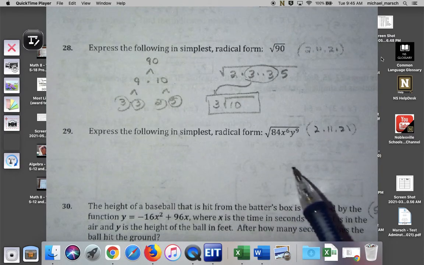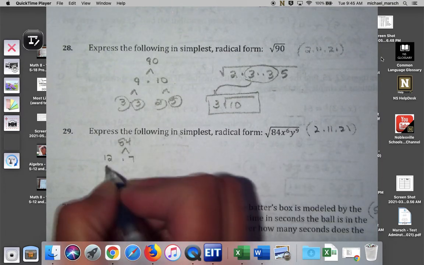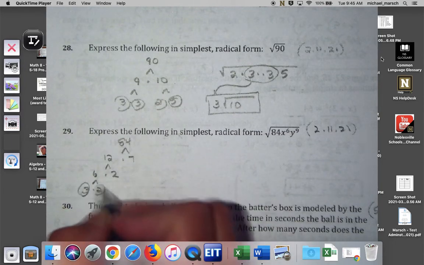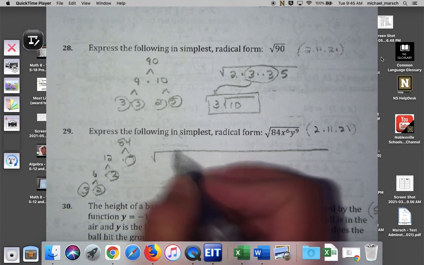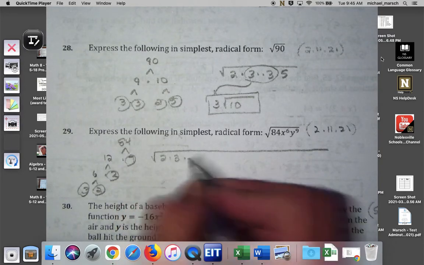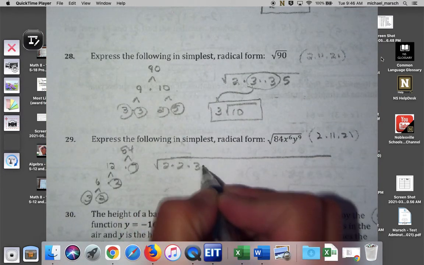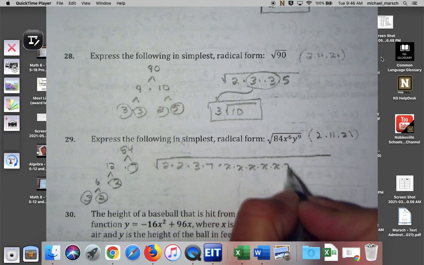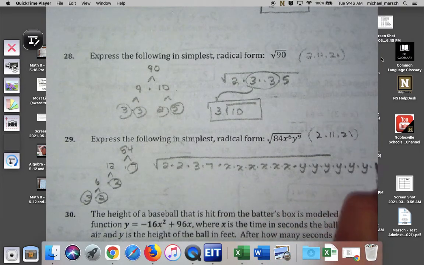All right, for this one, I'm going to do a factor tree of 84. I'm going to do 12 times 7. 12 gives me 6 times 2, 3 times 2. So I've got a 3, a 2, a 2, and a 7. So I'm going to write out all of this underneath here. So I've got 2 times 2 times 3 times 7. I'm going to write out 6 x's and 9 y's. Whew, that's a lot of y's.